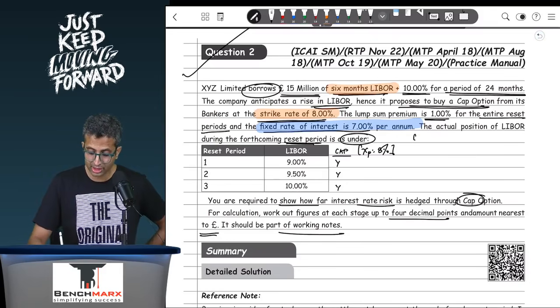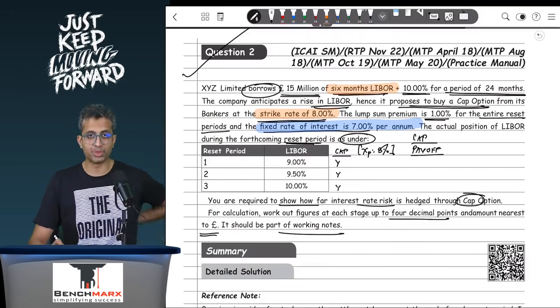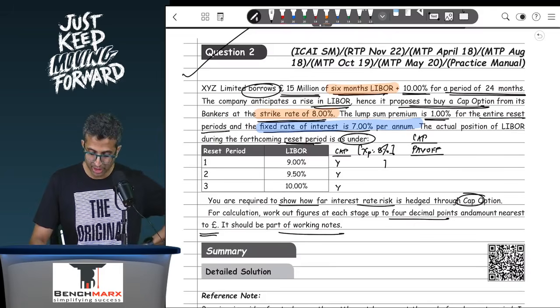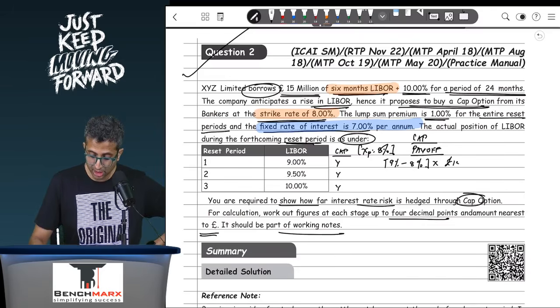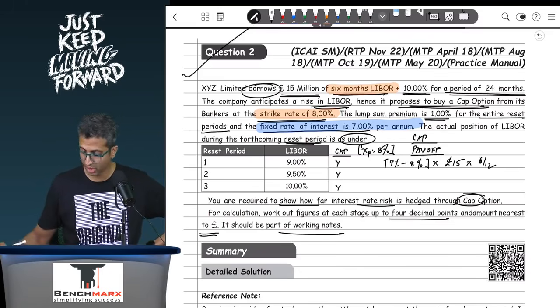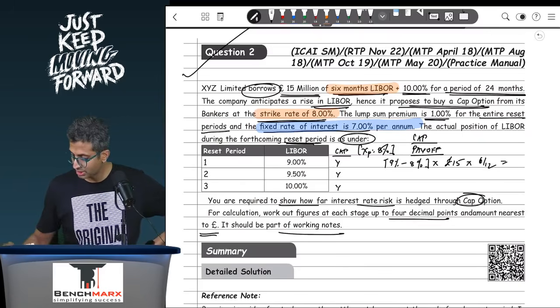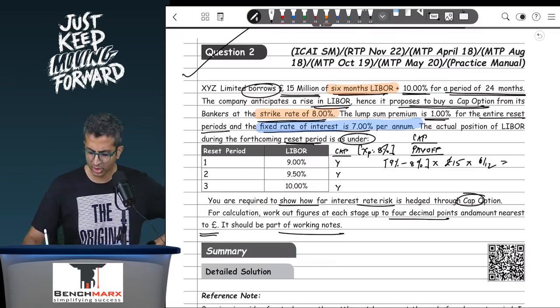So what is the cap payoff? For me, my cash outflow under the cap would be the premium, but the cash inflow will be 9% minus 8% into the 15 million borrowing. However, the reset period is a 6-monthly period, and hence into 6 by 12. So this is 15 million into 1% divided by 2. If I take the full numbers, this is 75,000 positive.